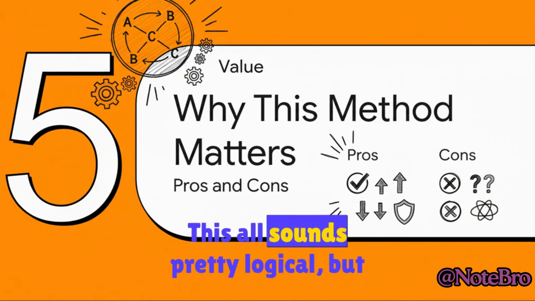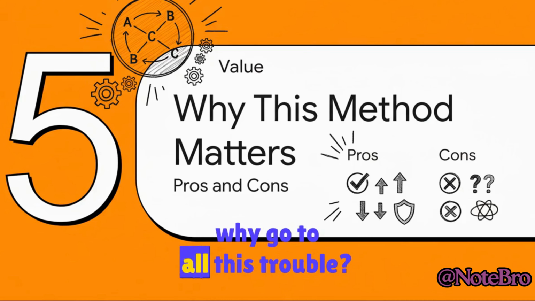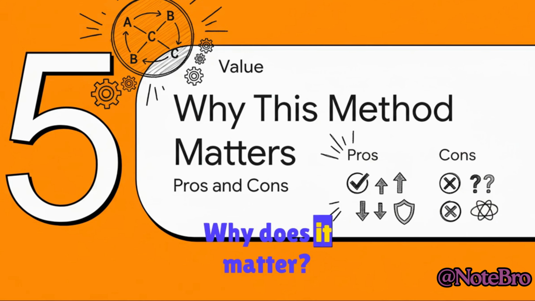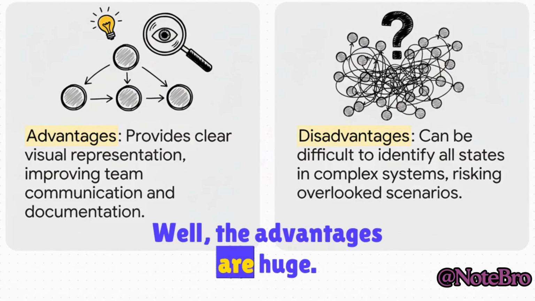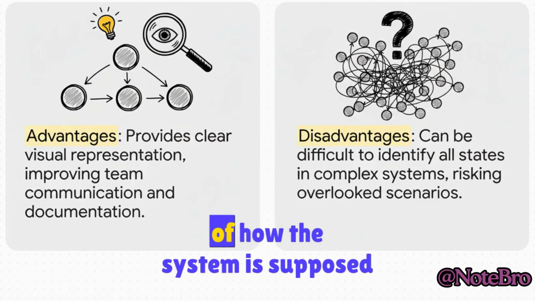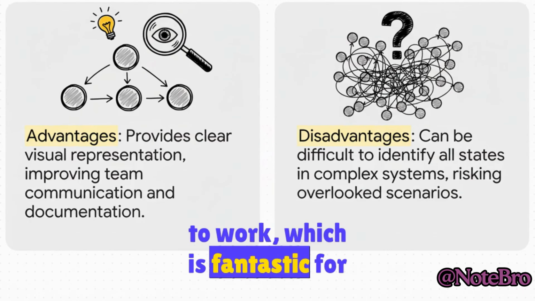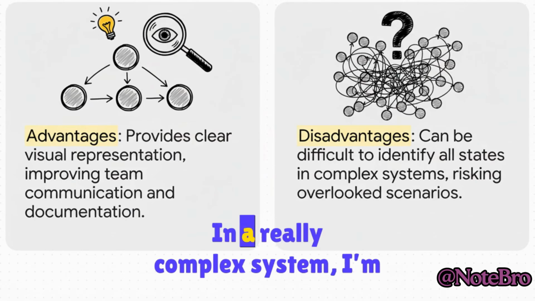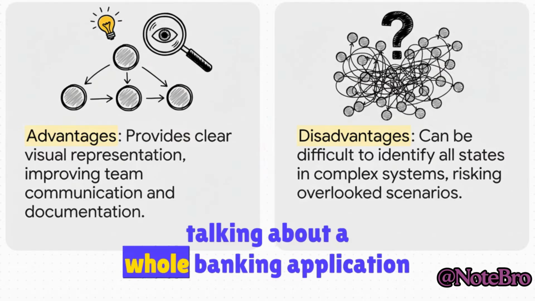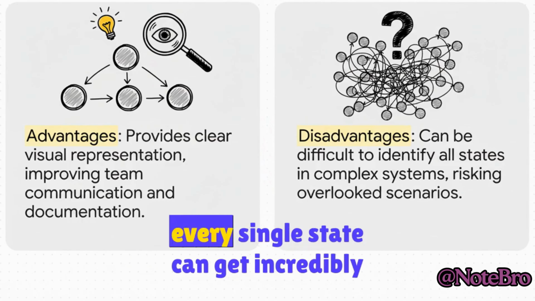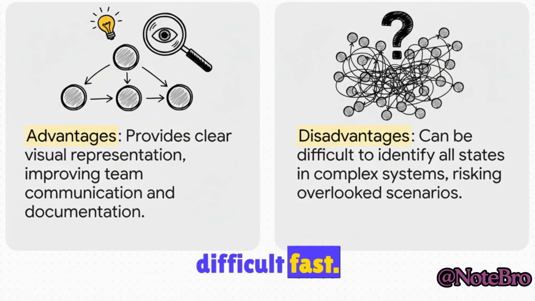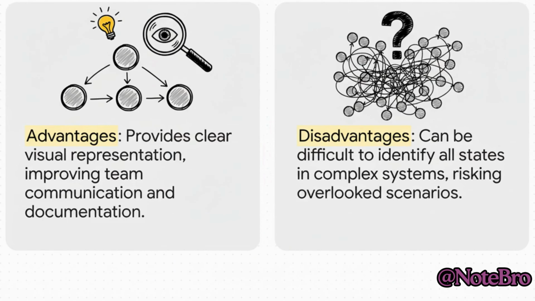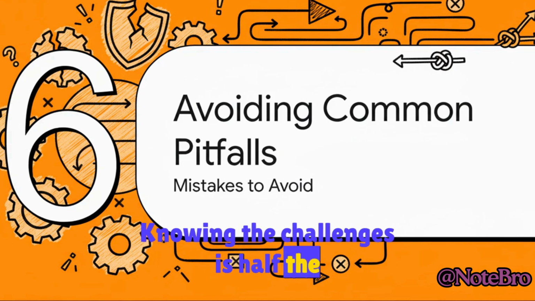Okay, this all sounds pretty logical, but why go to all this trouble? What's the real-world value of using state transition testing? Why does it matter? Well, the advantages are huge. You get this crystal clear visual of how the system is supposed to work, which is fantastic for team communication. But it's not a silver bullet. In a really complex system, I'm talking about a whole banking application or something, trying to map out every single state can get incredibly difficult fast. And if your map is incomplete, you're at risk of completely missing some pretty critical bugs. Knowing the challenges is half the battle, right?